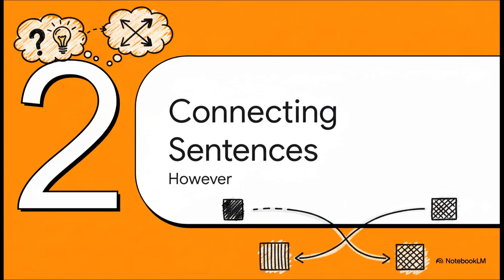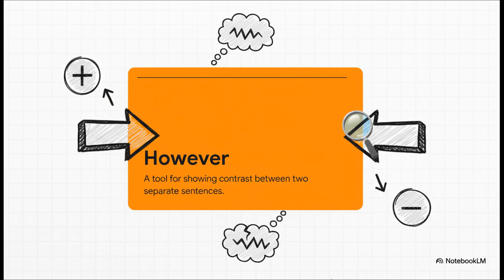Okay, so but is our go-to for connecting ideas inside one sentence. But what happens when you have two separate, complete sentences that you want to show a contrast between? Well, for that, we need a different tool from our kit. And that tool is however. Think of however as the bridge that connects two totally separate sentences. It's a big signpost for your audience that says, okay, the next sentence is going to present an idea that contrasts with the one you just heard.